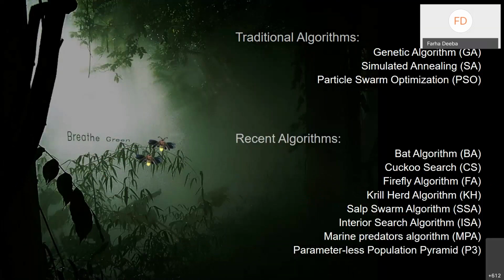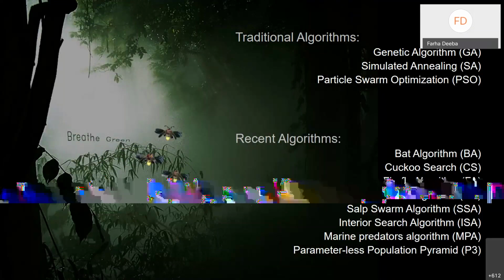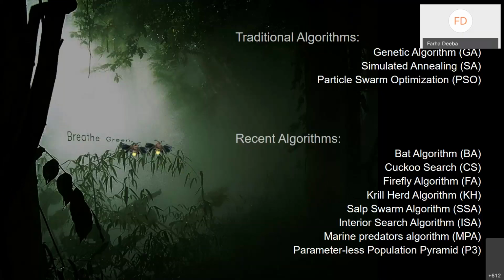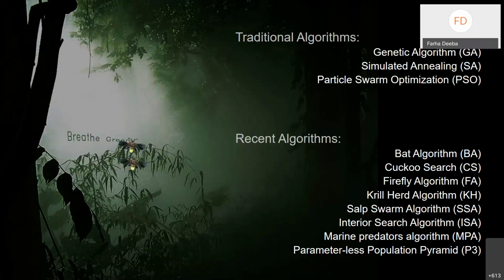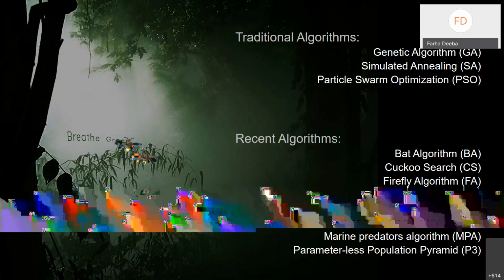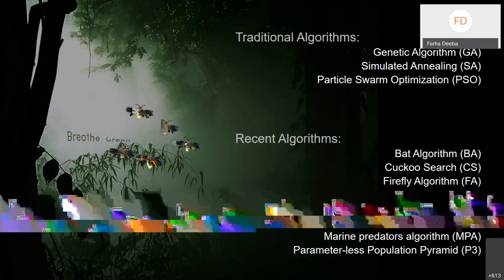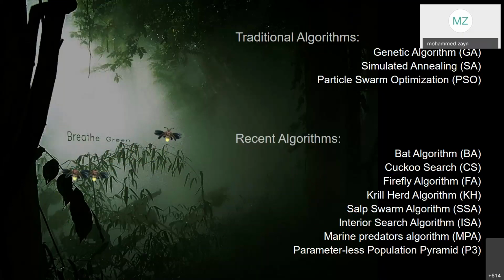I've contributed to some of these algorithms. Actually, I proposed Krill Herd and interior search, and I contributed to the first paper of Salp Swarm and marine predator, and I also work with the other algorithms. I won't go into the details of these algorithms, but if you are interested, please feel free to email me. I can share the code of all these algorithms.